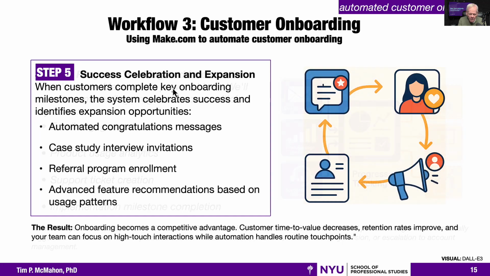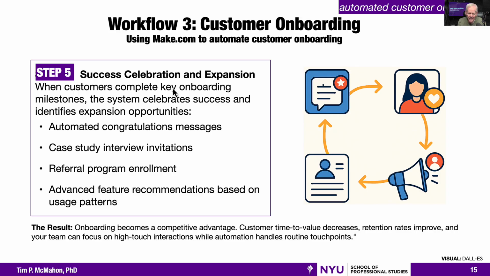So what we end up with here is step number 5. That's basically the success celebration and expansion. When customers complete key onboarding milestones, the system celebrates success and identifies those expansion opportunities. Once we get somebody on board, we want to keep on feeding them and moving them down the customer journey, and that basically is to loyalty, right?